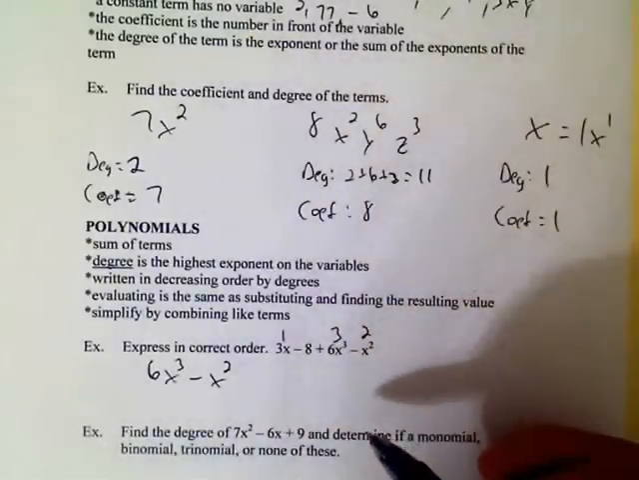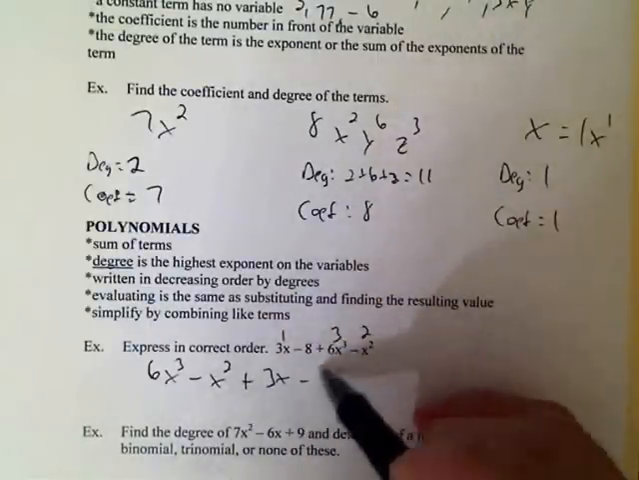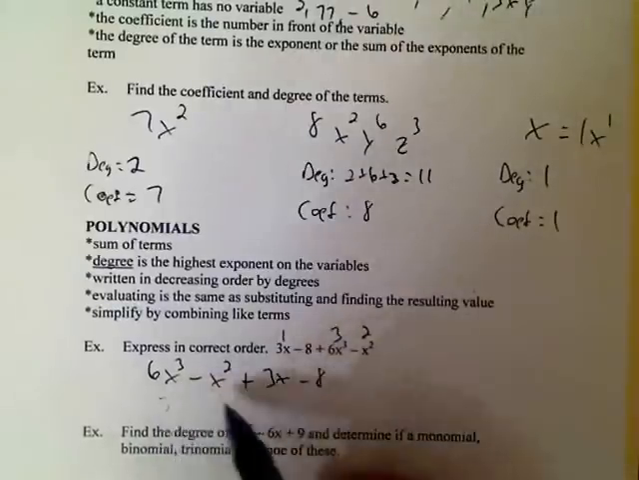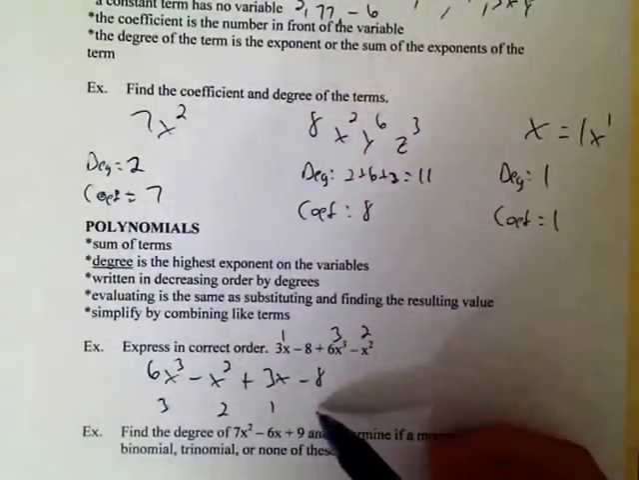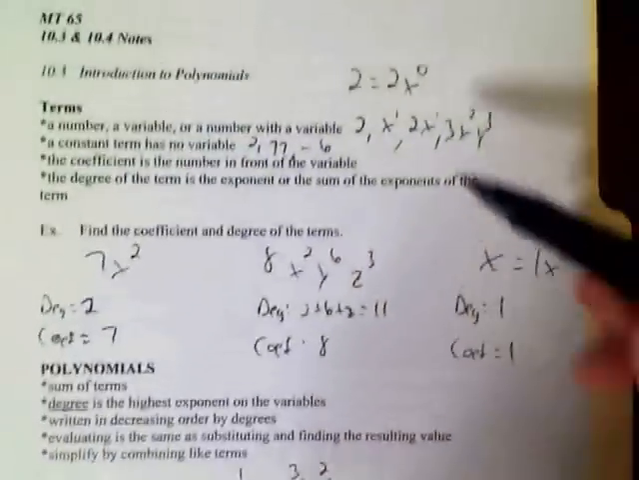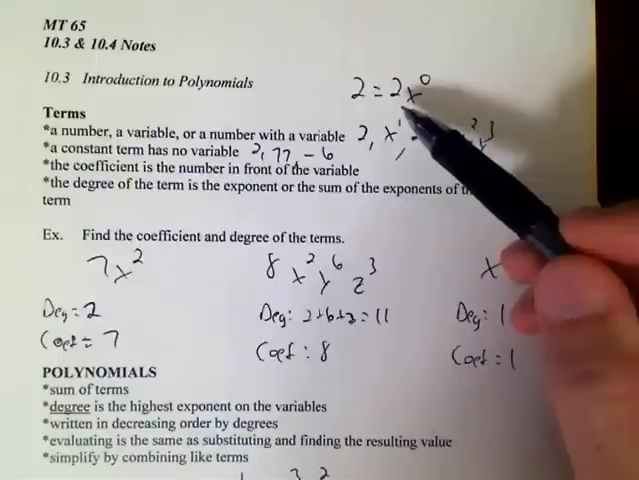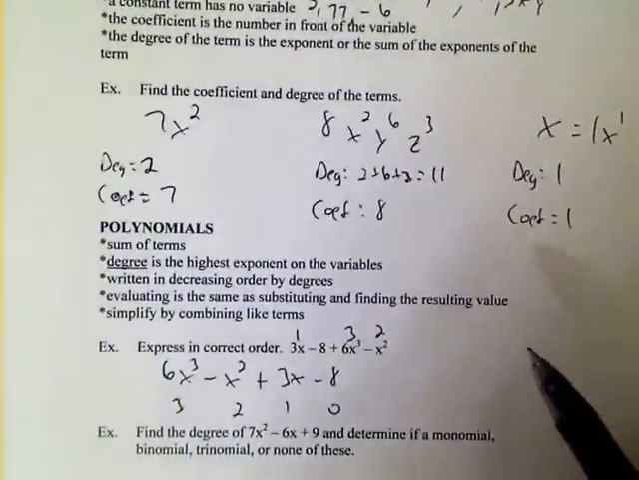Keep it. And then 3x, if you don't see a sign, it's always positive, and then the minus 8. Now if I write the degrees underneath here, we already said this is 3, 2, 1. It only makes sense that this is 0. Hence, that's why 2, a constant term, is same as a term with degree of 0. So, in other words, we don't write the variable in.